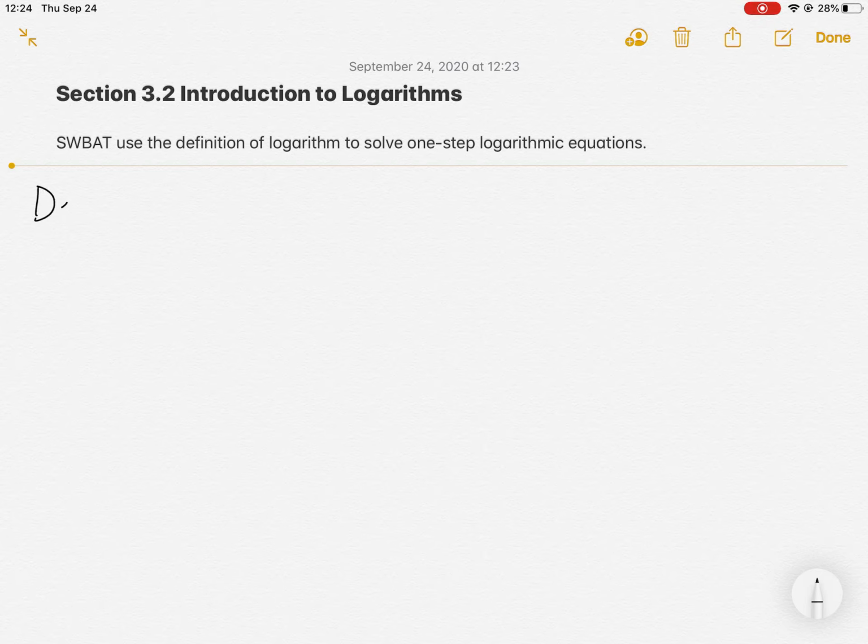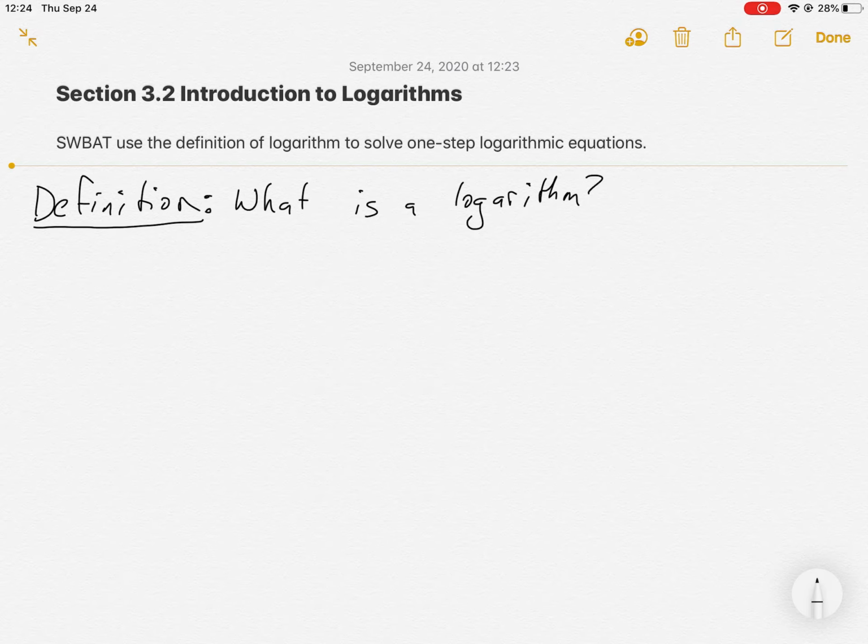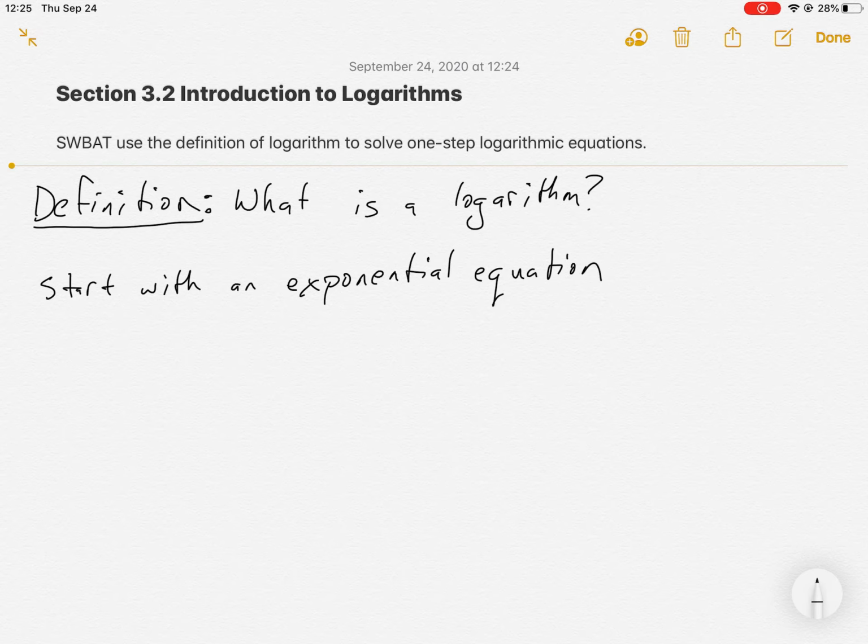So the first thing we have to do is actually define what is a logarithm. Now you've probably seen this before in Algebra 2, but I'm going to go ahead and redefine it just to kind of jog your memory on this. It all stems from, so we'll start with an exponential equation. Because this is really the motivation behind a logarithm.